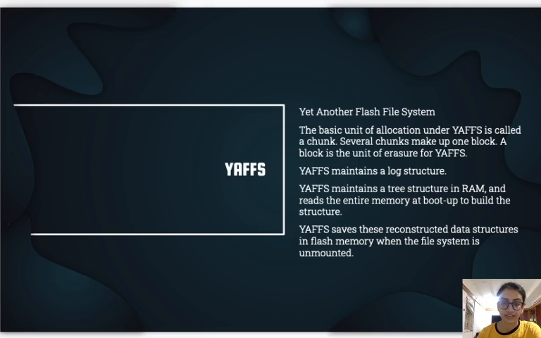YAFFS was designed for use with Linux, but it is able to be ported to other operating systems as well. The basic unit of allocation is a chunk. Several chunks make up one block. A block is a unit of erasure. YAFFS maintains a log structure. This means that all the updates to the file system are written sequentially. Instead of overwriting different data structures at different locations, the file system is a simple linear list of logs of the operations that take place on the file system.